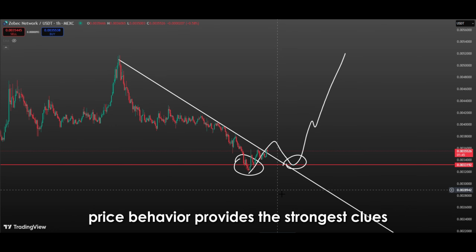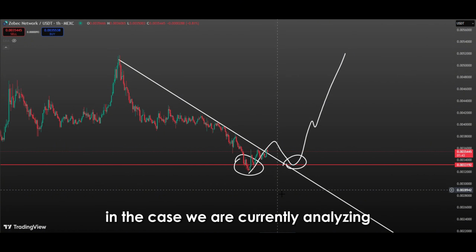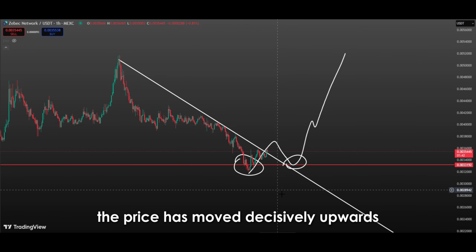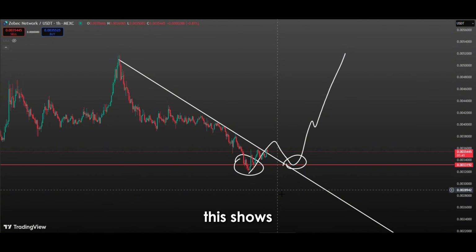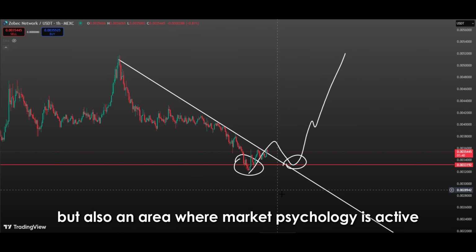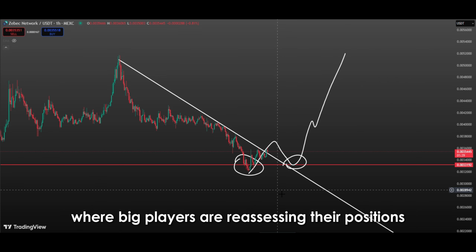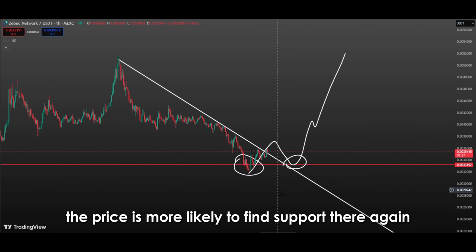Past price behavior provides the strongest clues as to whether such support zones will work or not. In the case we are currently analyzing, the price has moved decisively upwards when it has reached this level before, and has accelerated upwards in a short period of time. This shows that the support zone is not just an accidental stop, but also an area where market psychology is active, where big players are reassessing their positions, where buy orders are gathering. If the same level is approached again, the price is more likely to find support there again.